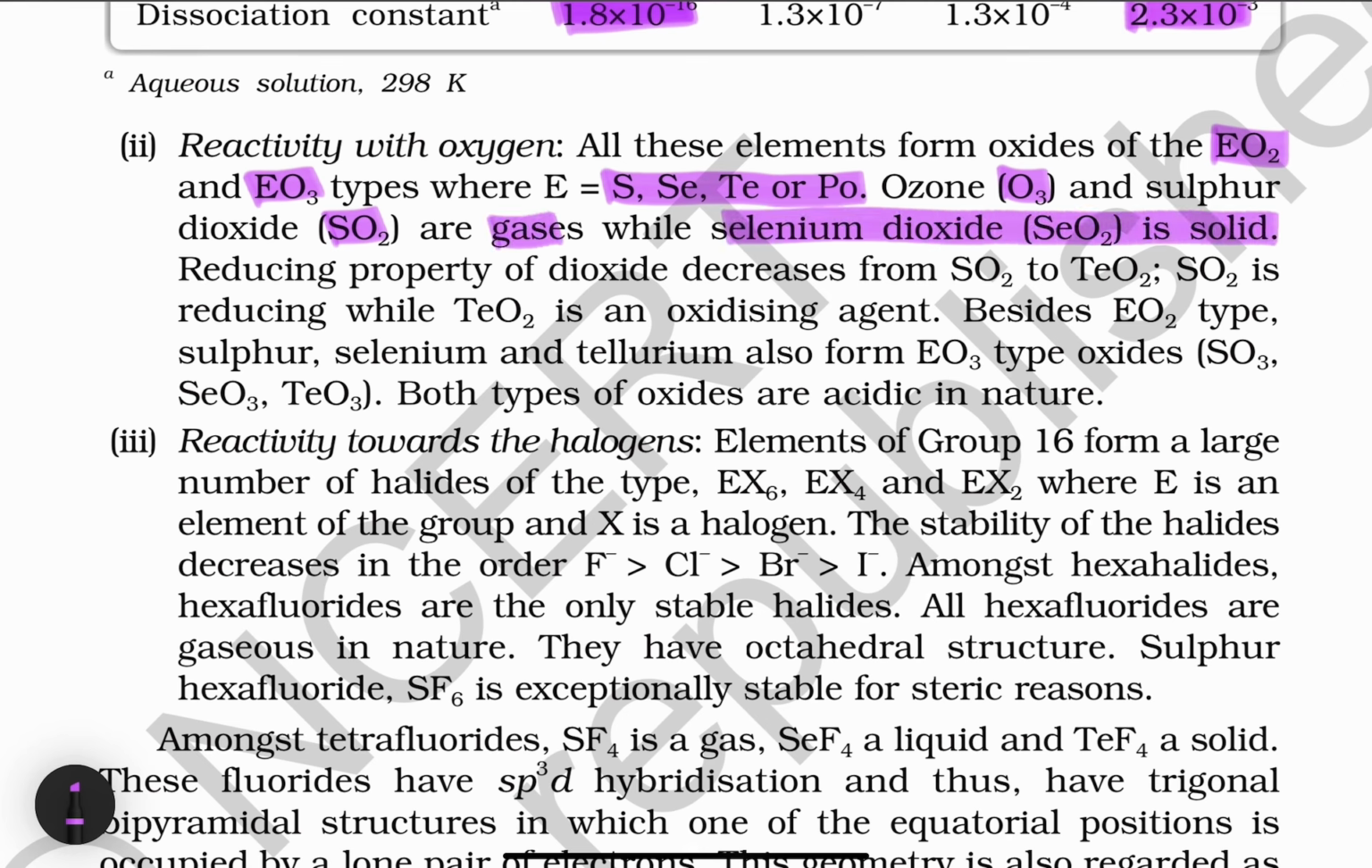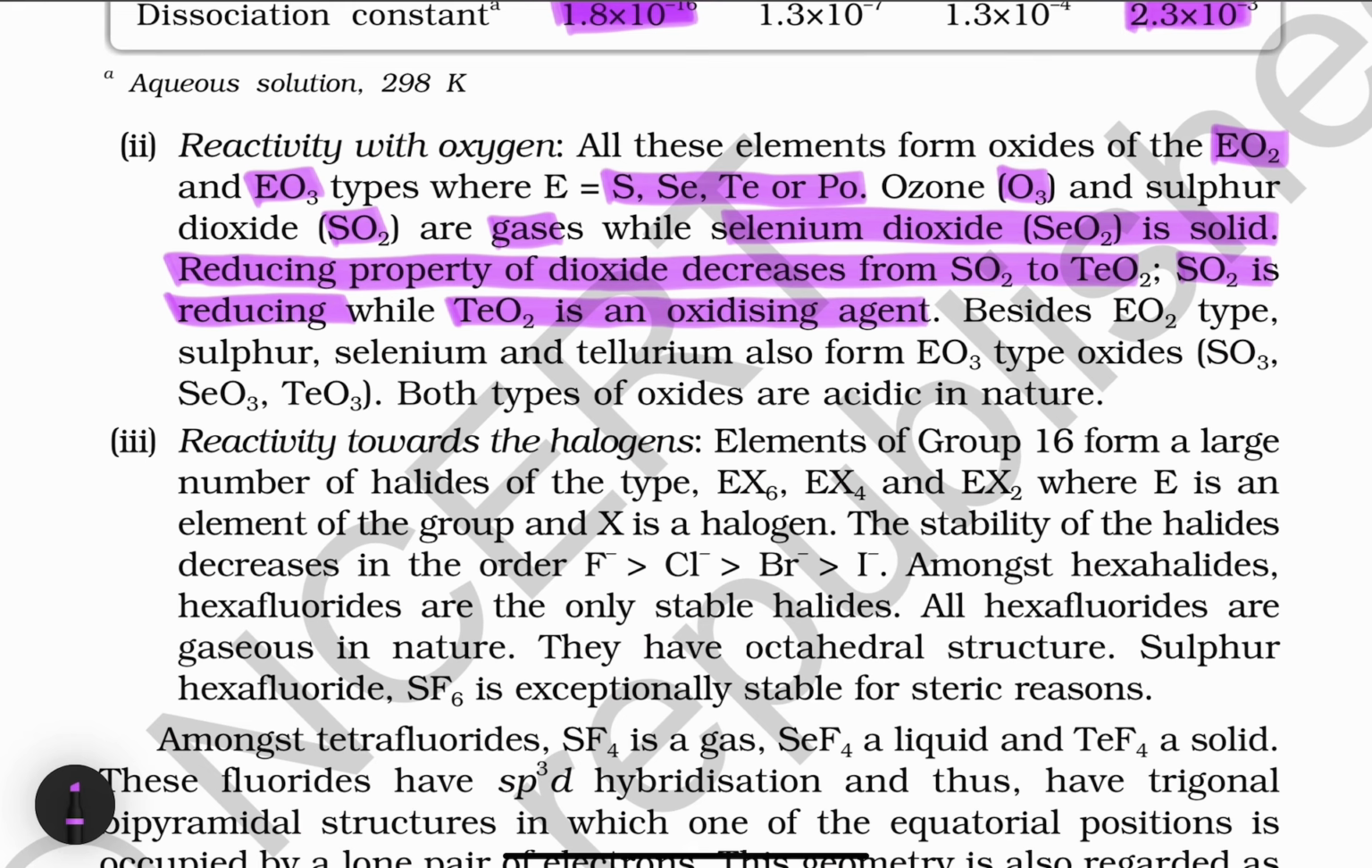Interesting. O3 means O2 type. O2 and SO2 are gases, and selenium dioxide is solid. This one is interesting. Reducing property of dioxide decreases from SO2 to TeO2. SO2 is reducing while TeO2 is an oxidizing agent.